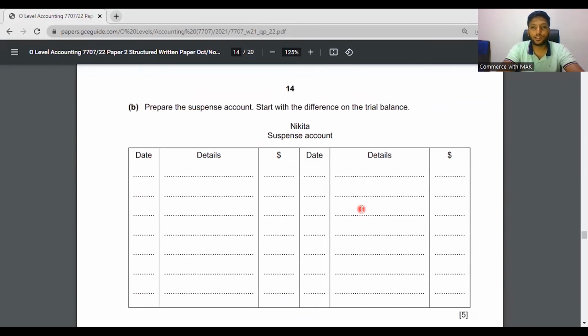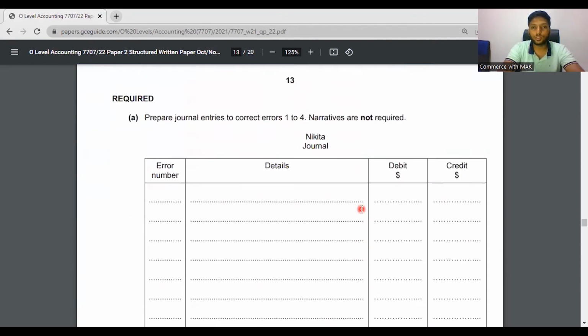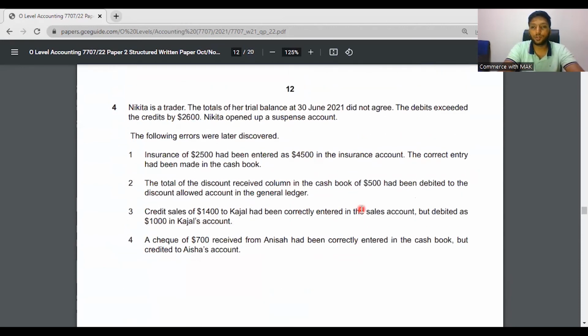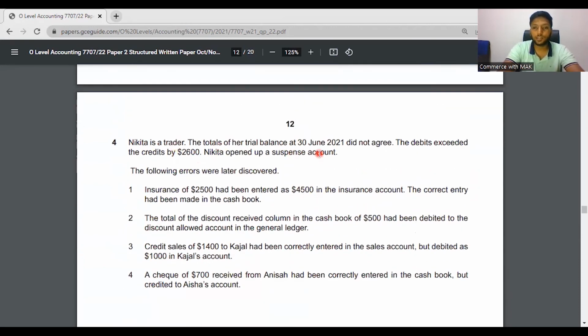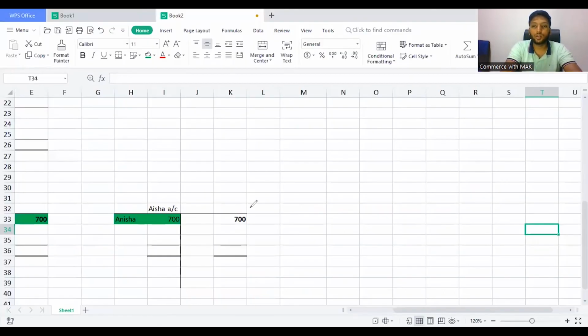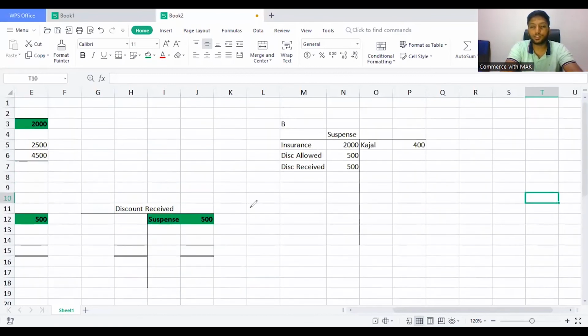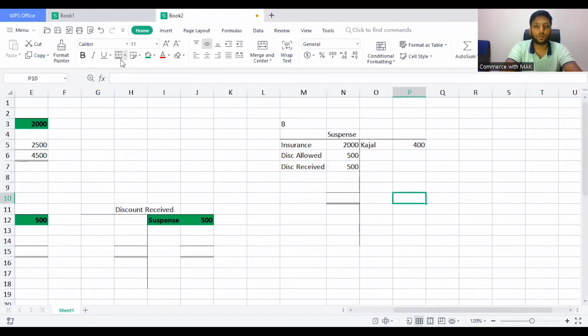So we have already created the suspense account. There was a difference of 2,600. I just want to check whether that is getting tallied, because they said that the total of her trial balance at 30 June 2021 did not agree. The debit exceeded the credit by 2,600. So if the debit is 2,600, we should see if the credit is also giving me 2,600, to see if my suspense account is correct or not. If I get a 2,600 balance, then of course I am getting the correct amount which the examiner has already said. This is where we can cross-check whether the amount is correct or not.